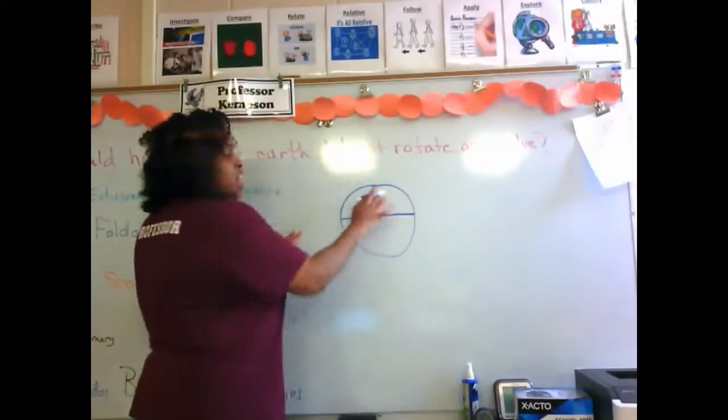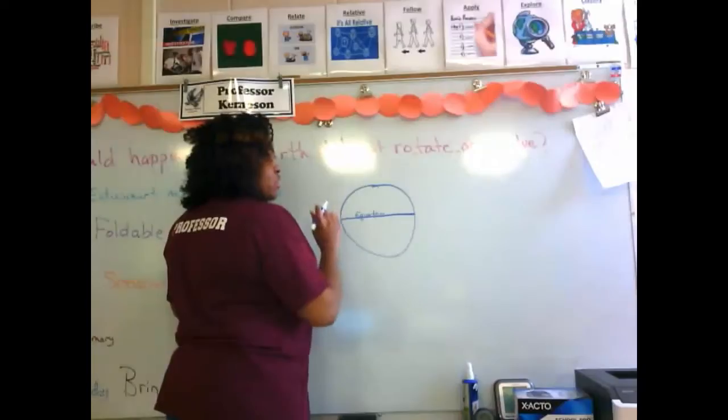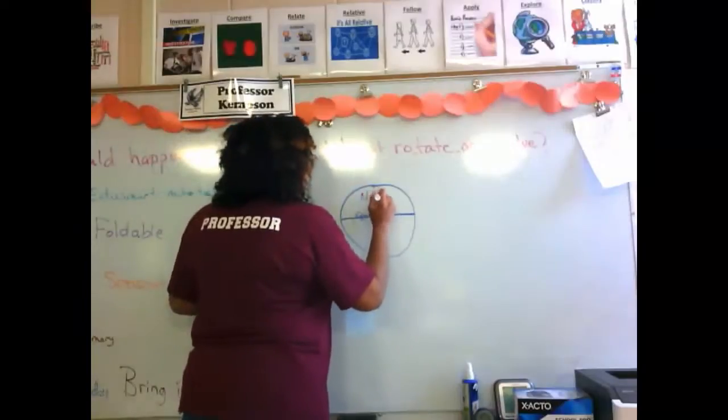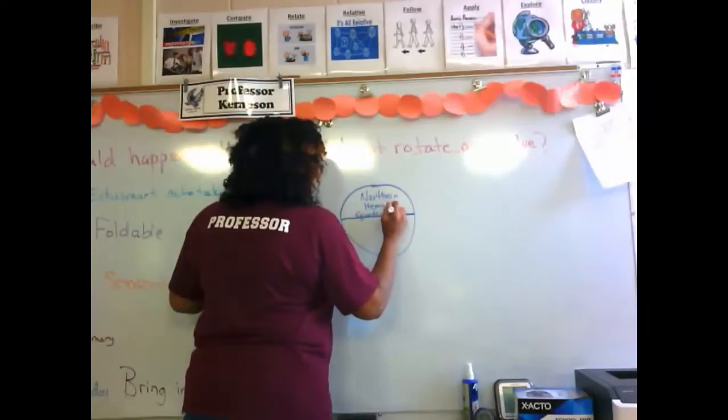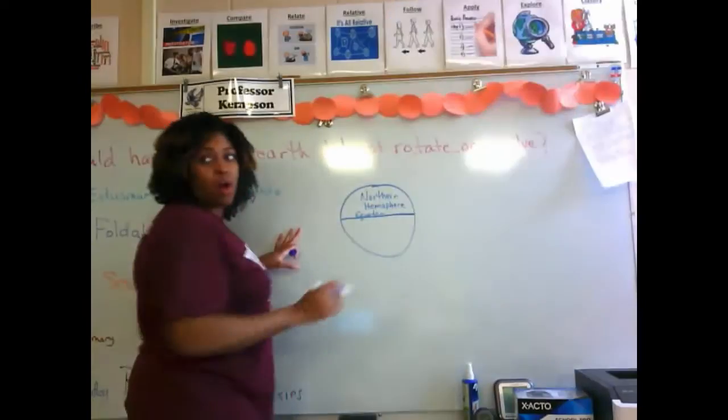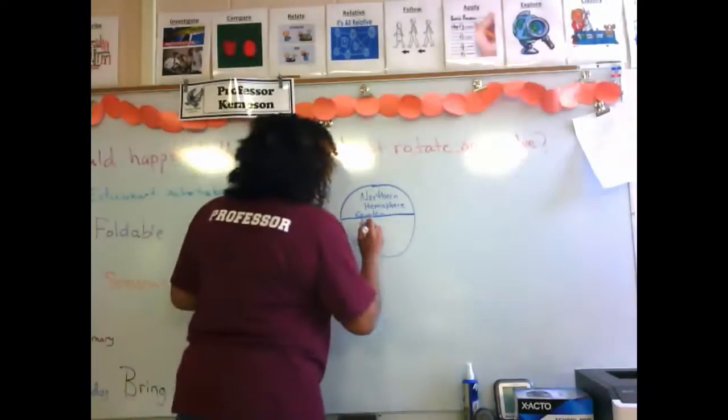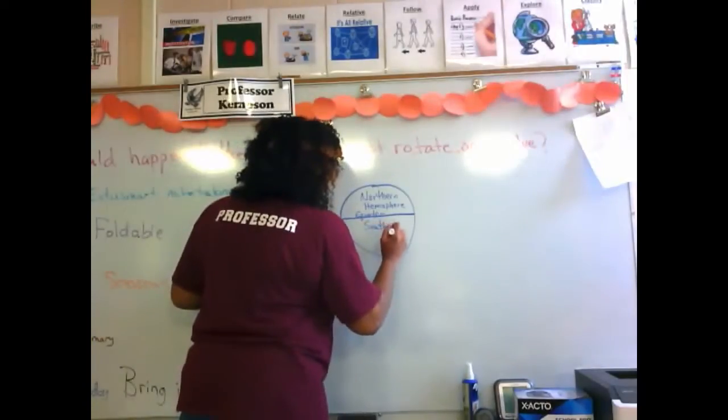So this top part of the hemisphere is which hemisphere? Northern. Northern hemisphere. Very good. So this bottom part here is the Southern hemisphere. Excellent.